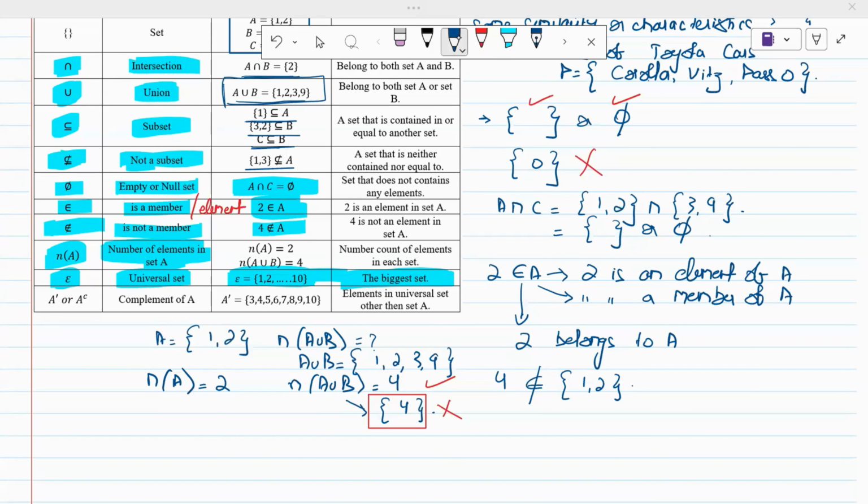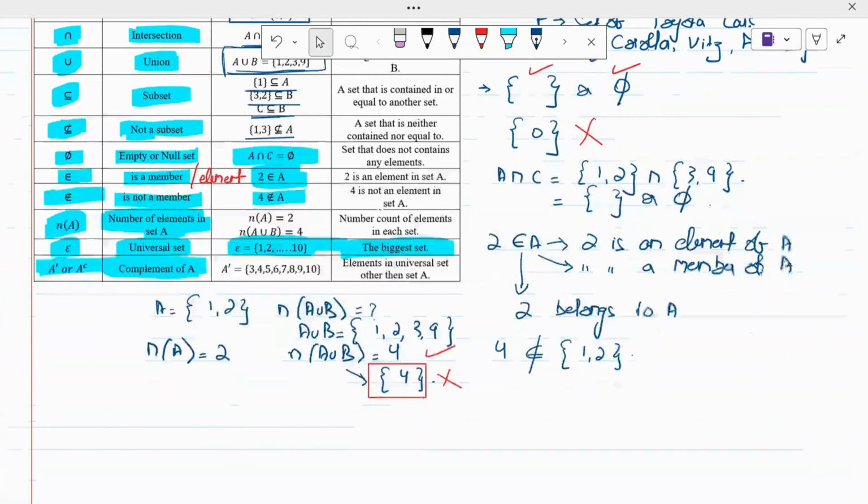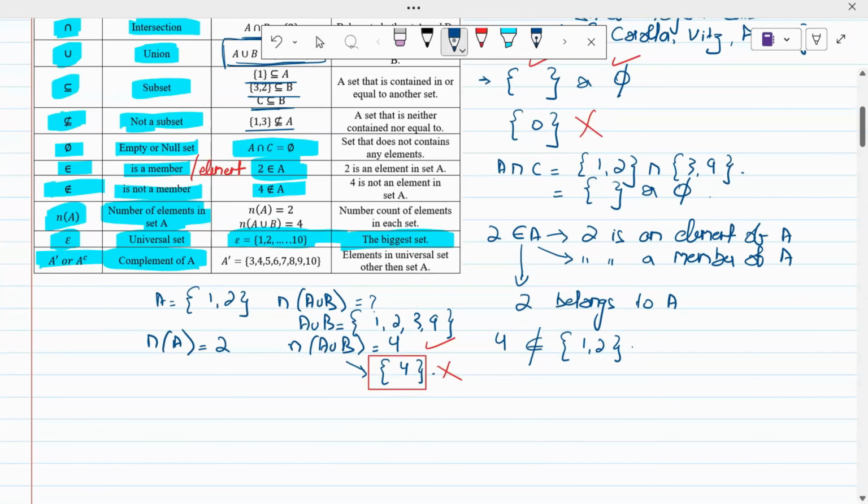Okay, the next and the last symbol is the complement of a set. Complement means you have to remove the elements of that particular set from the universal set. If it says complement of A, you'd be removing the elements of set A from the universal. Universal in this case is having the elements as 1 till 10.